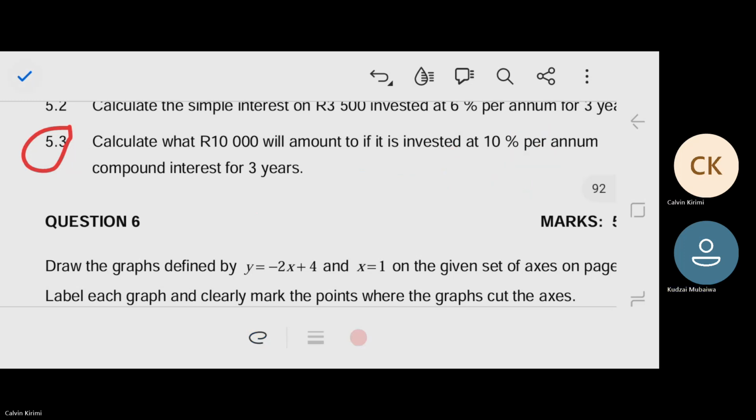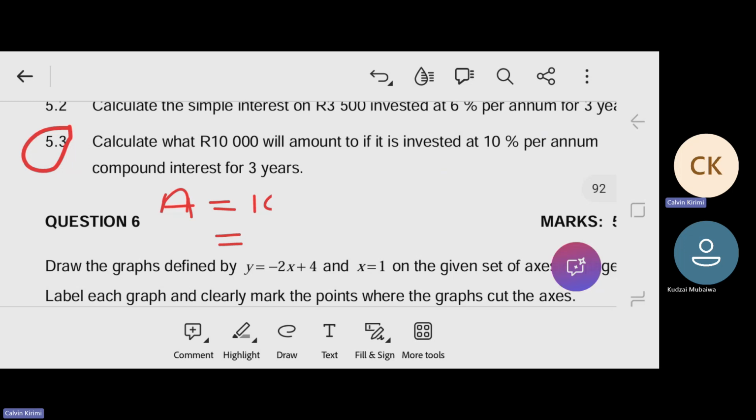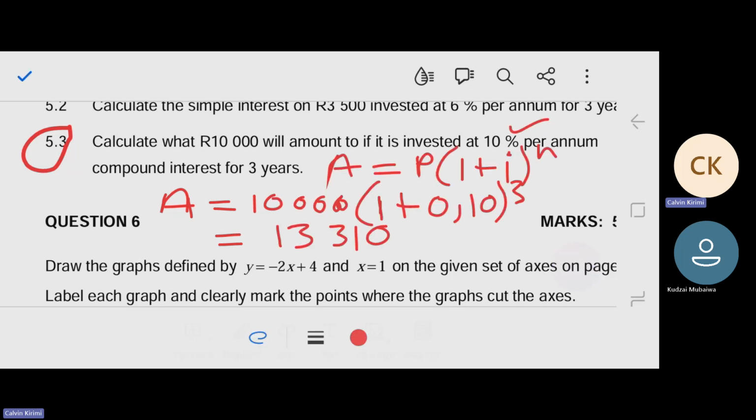Okay. Let's go to the next one, and don't forget to put the units. Yes, sir. There are no cents.